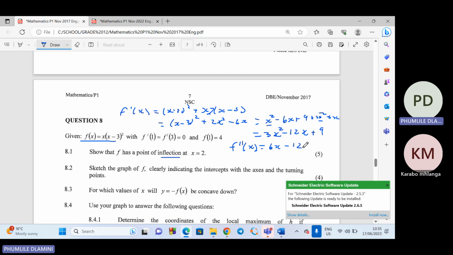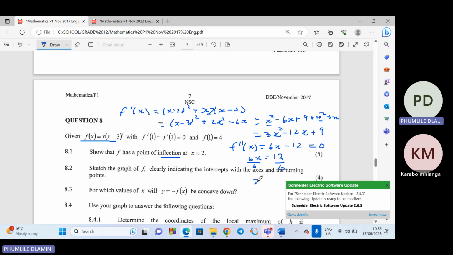minus 12. So now, if I make this equal to 0 in order to check, when you want to find an inflection point, your second differentiation, you make it equal to 0. Then when you make it equal to 0, we're going to have 6x equals to what? This 12 is going to go there, it's going to be 12. If we divide by 6, we divide by 6.